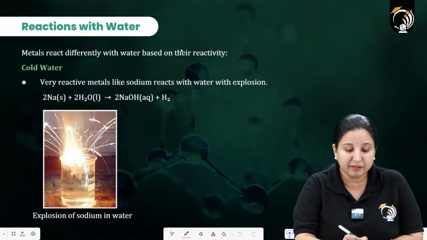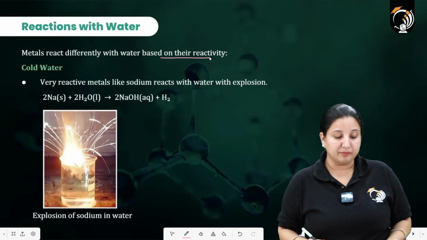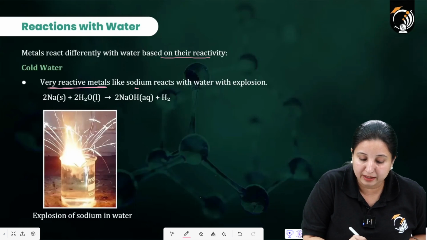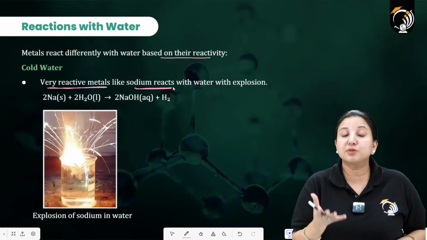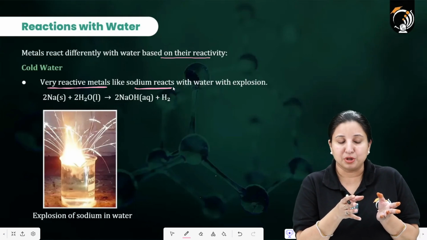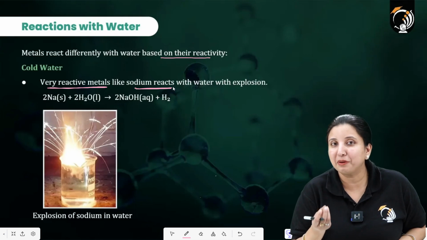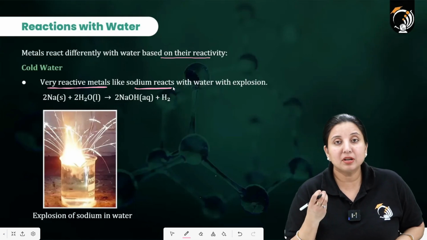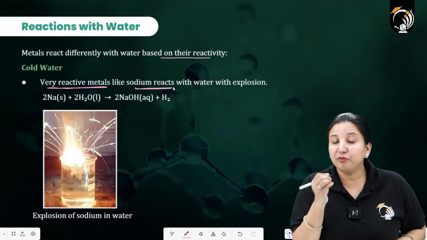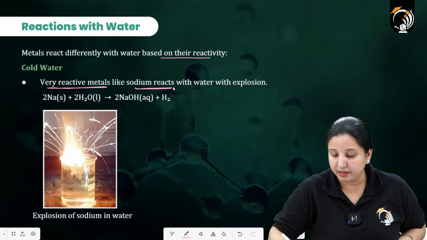Metals react differently with water based on their reactivity. For example, with cold water, only very reactive metals are going to react, like sodium, which reacts with water with explosion. If you place sodium in water, you are going to have an explosion. Over here, I just tried to show you what sort of explosion you are going to get in the beaker. Why? Because it is going to form hydrogen gas and the hydroxide of that particular metal. Now for reacting with cold water, the metal should be reactive enough in nature.